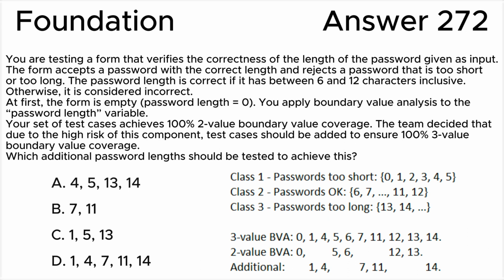Since two-value BVA is already covered, this means that we have already tested the passwords of length 0, 5, 6, 12, and 13. This means that the additional lengths that need to be covered to move from two-value to three-value are 1, 4, 7, 11, and 14. In summary, the correct answer is D, and answers A, B, C are wrong.